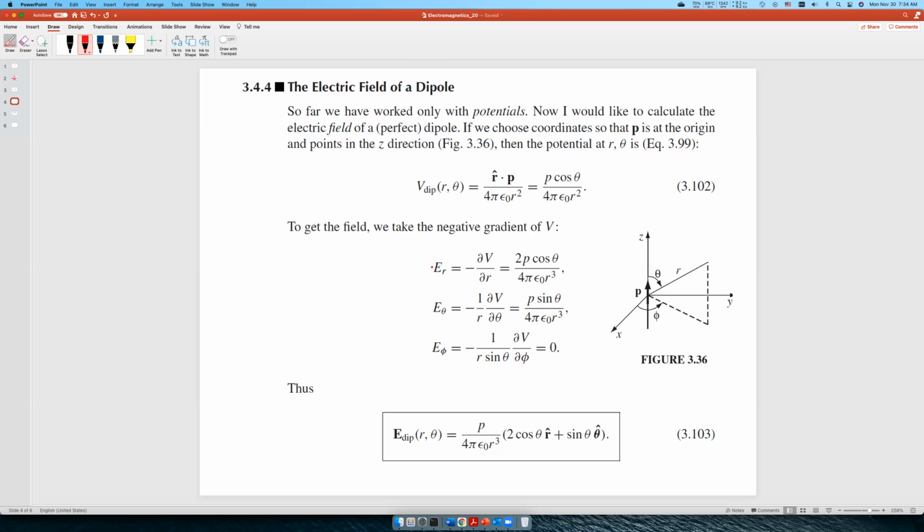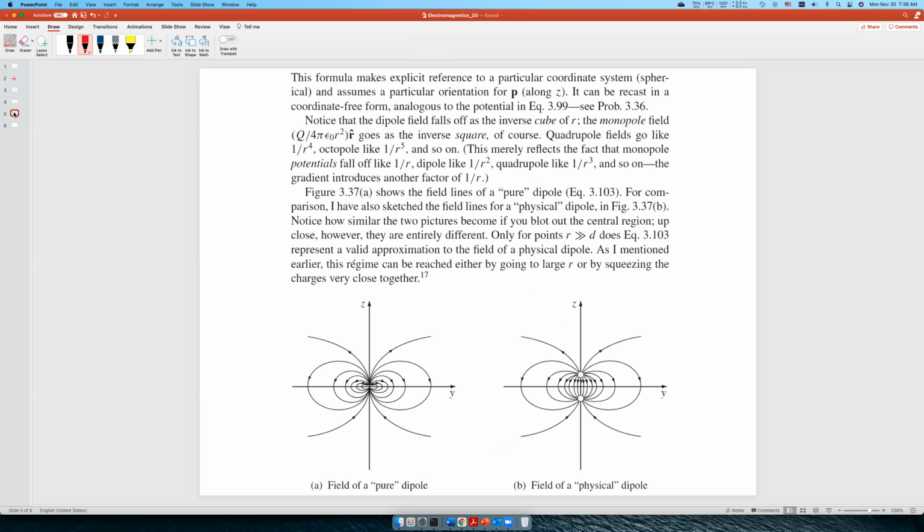Then finally, if you sum the three terms together, you will get the electric field of a pure dipole in spherical coordinates. It's shown here: P over 4 pi epsilon 0 r cubed times (2 cosine theta in the r direction plus sine theta in the theta direction). So that's the equation to calculate the electric field for a dipole in spherical coordinates.